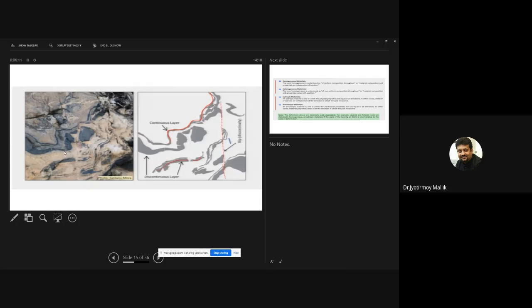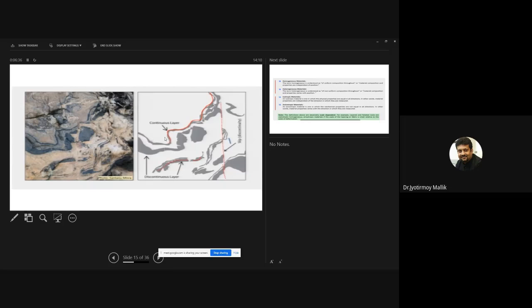Here also you could see some black and white layering, and you can observe that this layering does not look undisturbed. It does not look horizontal. It has been folded, it has been torn apart. In some parts it is thickened, in some parts it is thinned. So some sort of disturbance is going on.